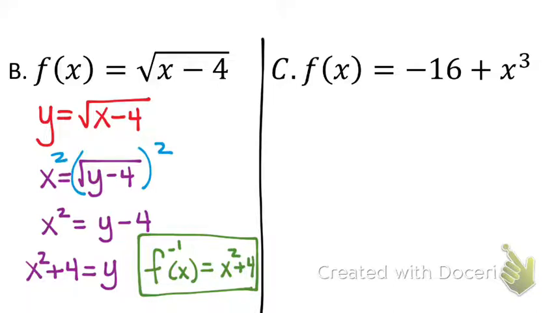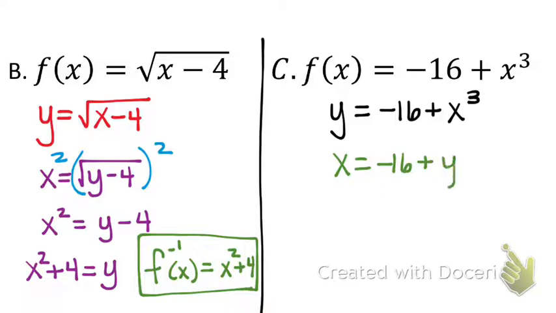Let's go ahead and look at C. First step, we have y equals negative 16 plus x cubed. So now we're going to reverse the x and y. So x equals negative 16 plus y cubed.